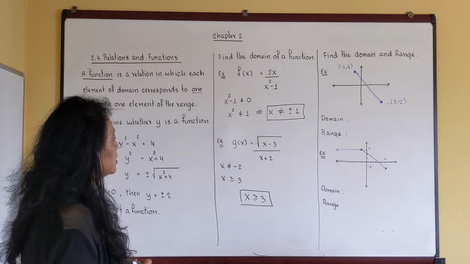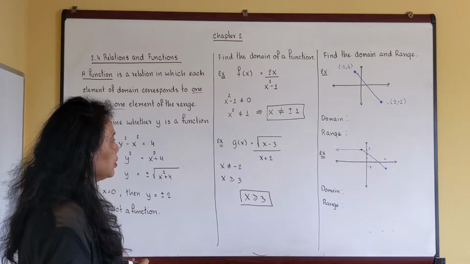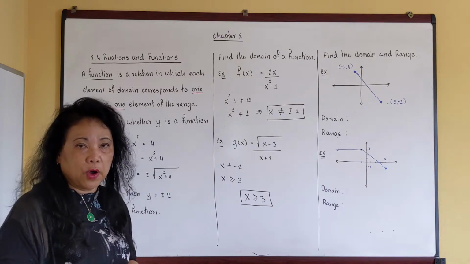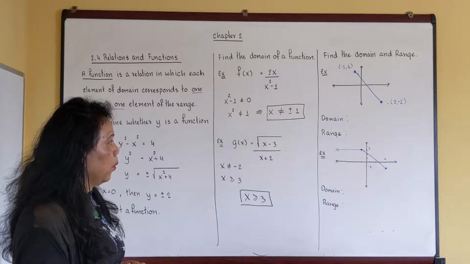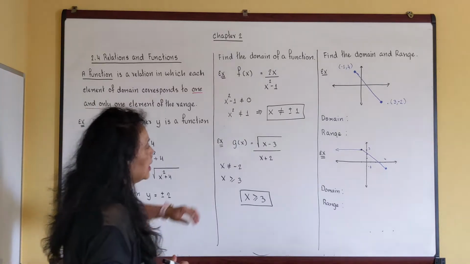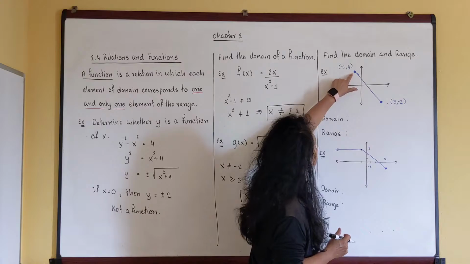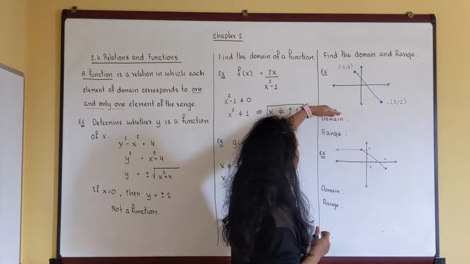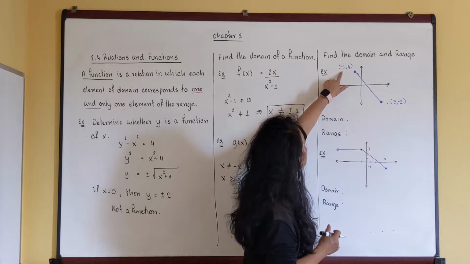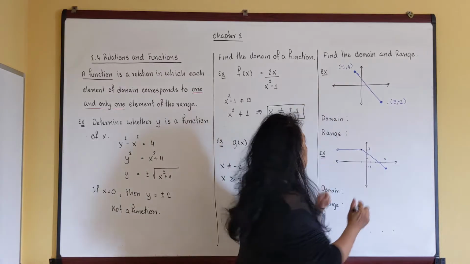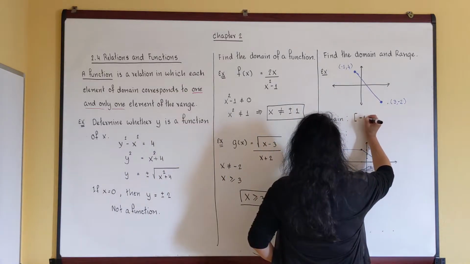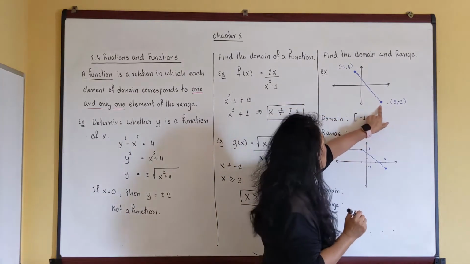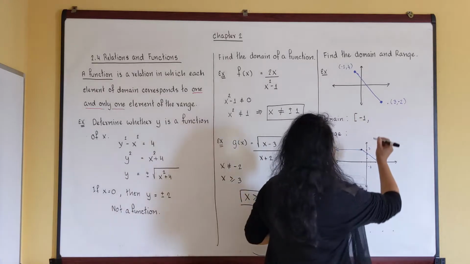Now let's look at the next two examples. Find the domain and range, and they give you the graph. Domain is an interval of x. Range is an interval of y. So look at the domain. Look at x. I have a closed circle here, and this one. So look at the horizontal line. The domain is going to be from -1, including -1, up to 3, because it's a closed circle, so including 3.